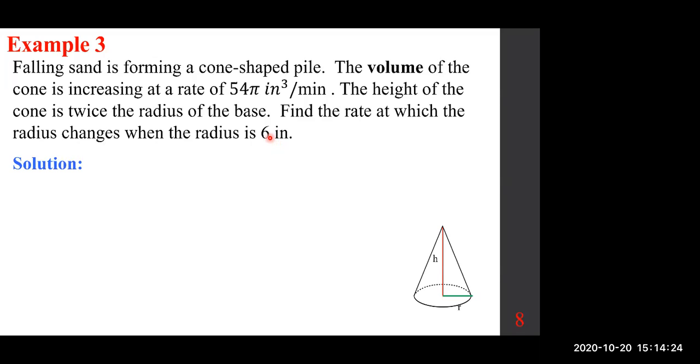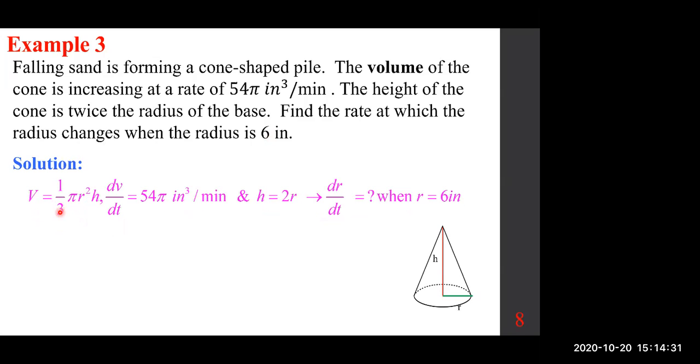So we want to translate this. I can't really emphasize this enough. First, the formula, a piece of information from geometry. Then the very first piece is dV/dt, and don't forget that it has units, cubic inches per minute. In other words, the units of the volume per unit of time. The height h is 2r. And then we want to find the rate at which the radius changes, that means dr/dt, at a precise moment when r is 6.